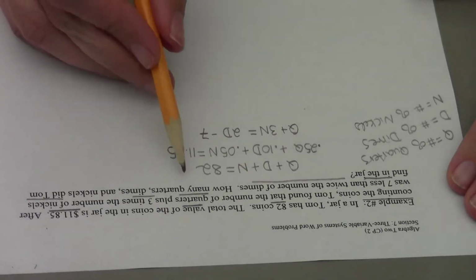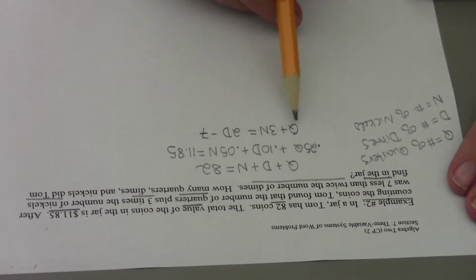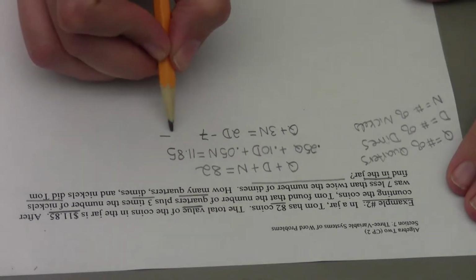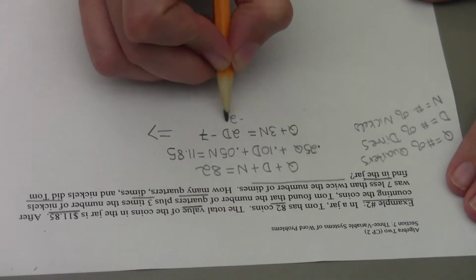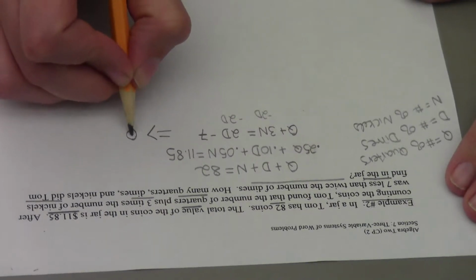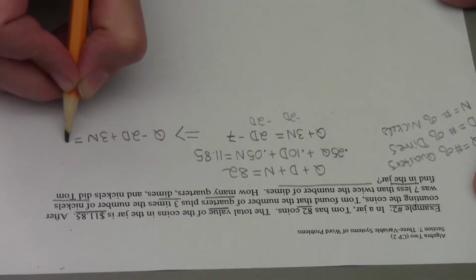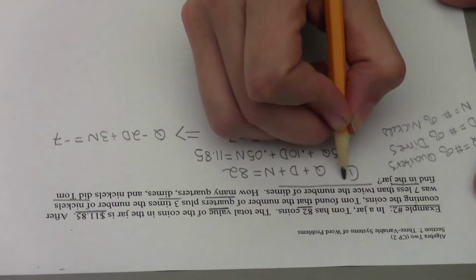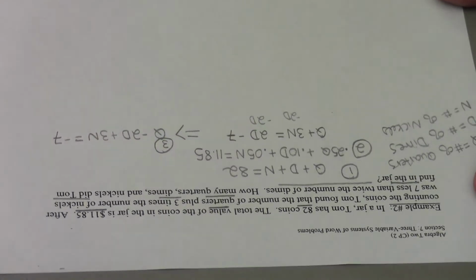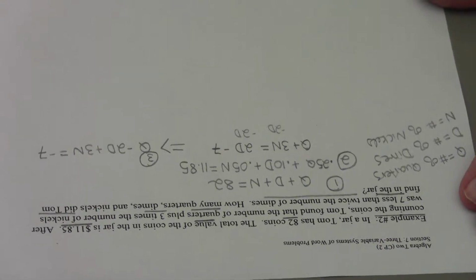Now, my first 2 equations look nice in standard form. They follow Q, D, and equals a number. I'm just going to clean up this bottom equation, this third equation, to make it follow that same form. So I'm going to go ahead and just subtract that 2D from both sides and turn that third equation into Q minus 2D plus 3N equals negative 7. So I've got my equation 1, my equation 2, and then I want to think of this one over here as my equation 3.